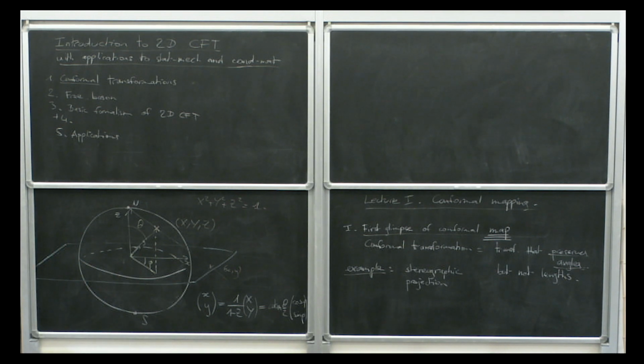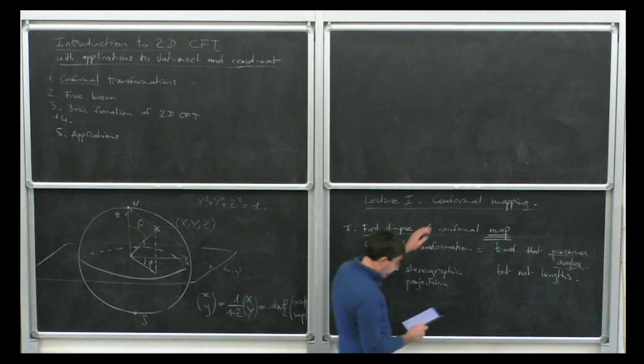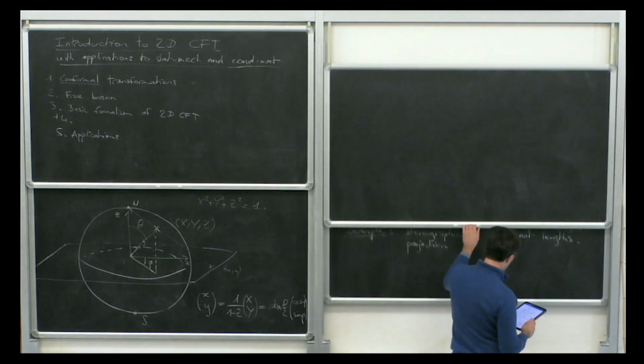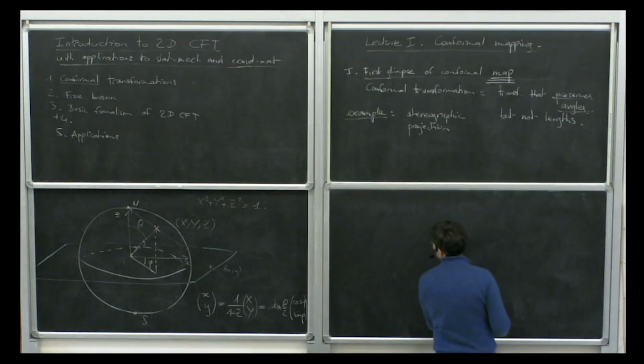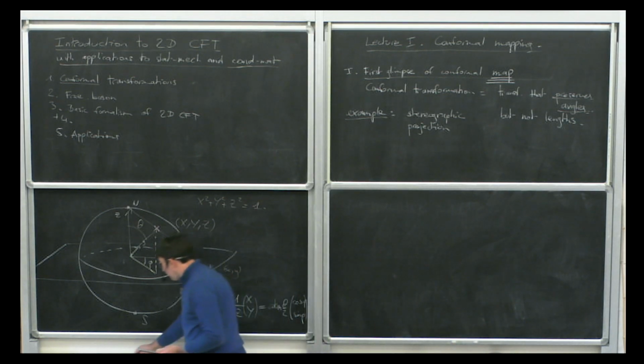Okay, is the picture clear? Yes? Good. So how do we see that this is a conformal map? Okay, so I mean we can see it if we just draw the picture.